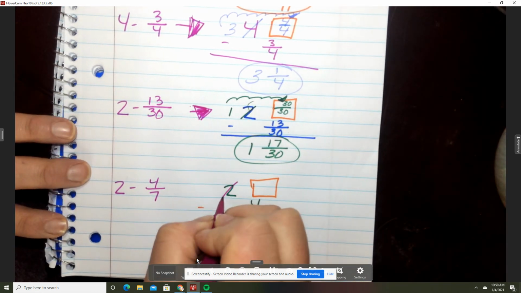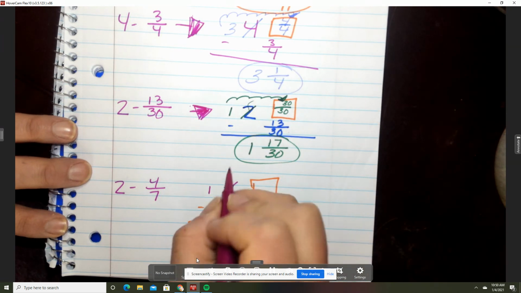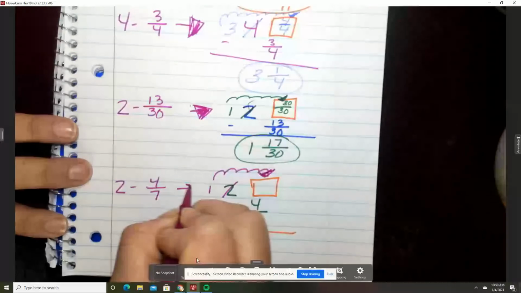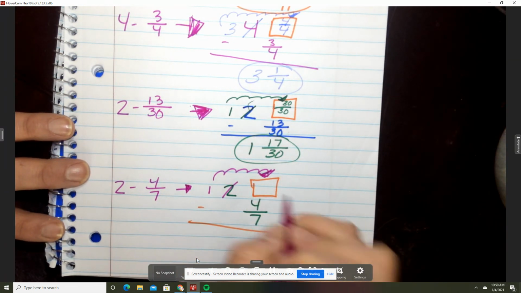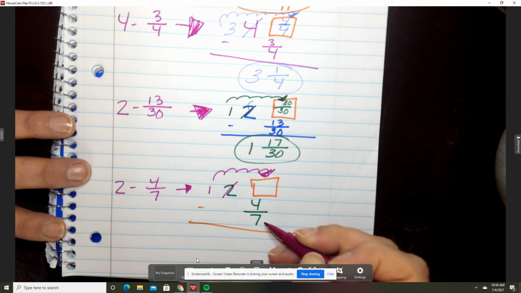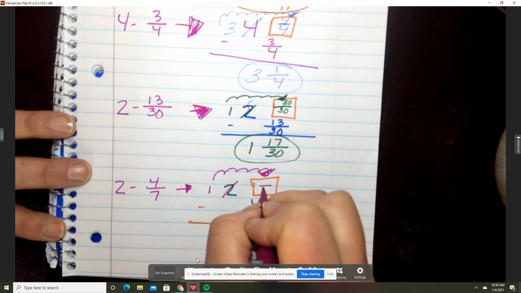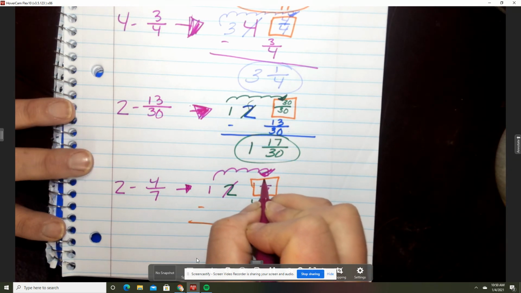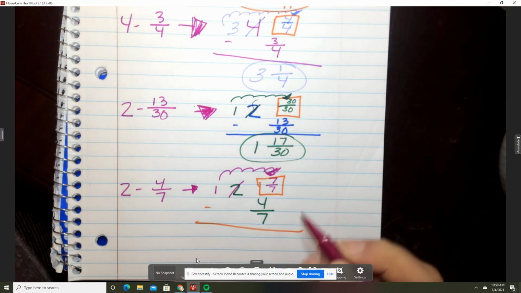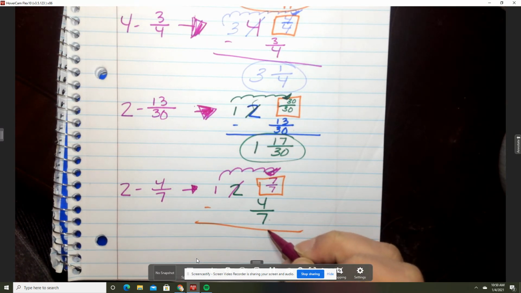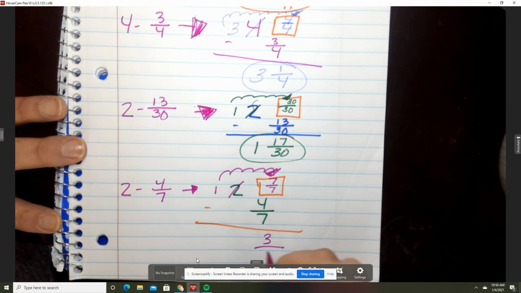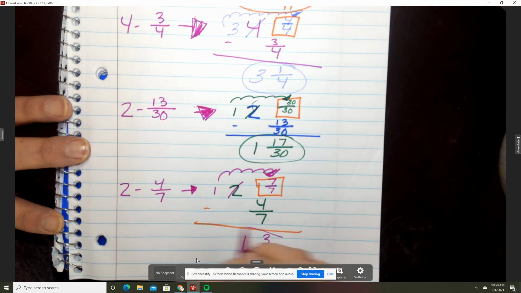So I'm going to borrow from that 2, make that a 1. And that whole number that I borrowed is going to go to the magical land of fractions and turn into a fraction. But I want to match the denominator that I've got down here. And so that's going to make that 7. But then it's going to turn my numerator into a 7. So I have an equivalent of a whole, but I've matched that denominator. Okay. Then I just have to subtract. 7 minus 4 is 3 over 7. Bring down my 1, and I'm done.